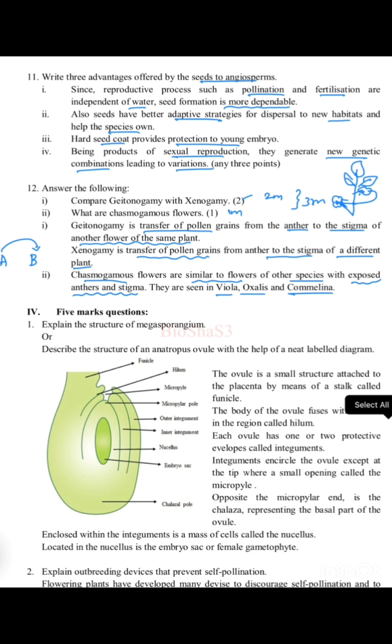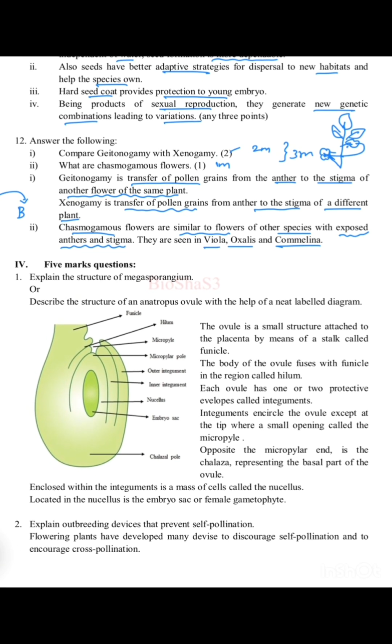Next, fourth main, that is 5 mark questions. Explain the structure of megasporangium, or describe the structure of anatropous ovule with the help of a neat labelled diagram. Okay. So this is an anatropous ovule. You have to write the funicle, show the hilum, micropylar pole, then outer integument, inner integument. This is the nucellus. And then you have an embryo sac. This is the chalazal pole. Okay. So this is the structure of an anatropous ovule.